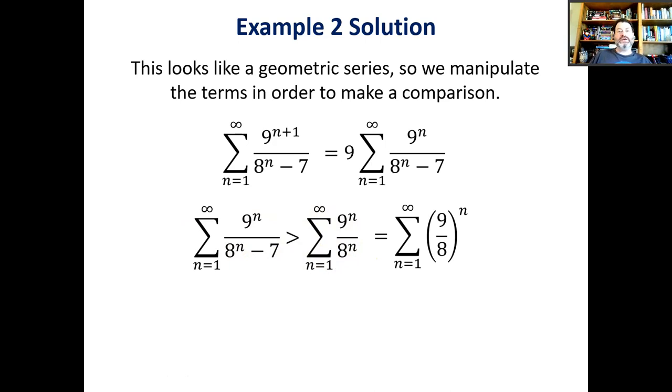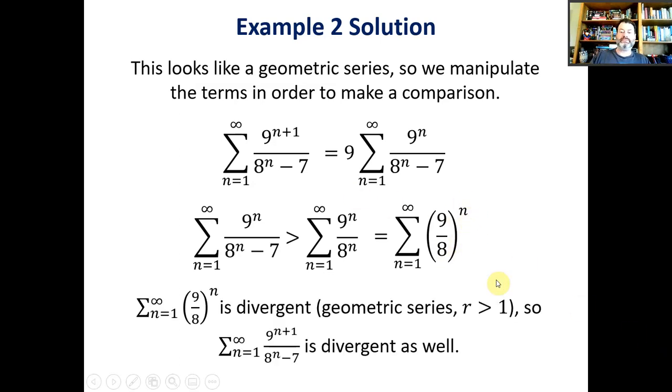Keep in mind, it doesn't matter what this power is. I know the geometric series is supposed to be n minus 1. You can always just pull a term out and put it in the front. Either way, the convergence or divergence of a geometric series does not depend on the initial term a. It only depends on r. So we can see that r here is 9/8, which is bigger than 1, so it diverges.